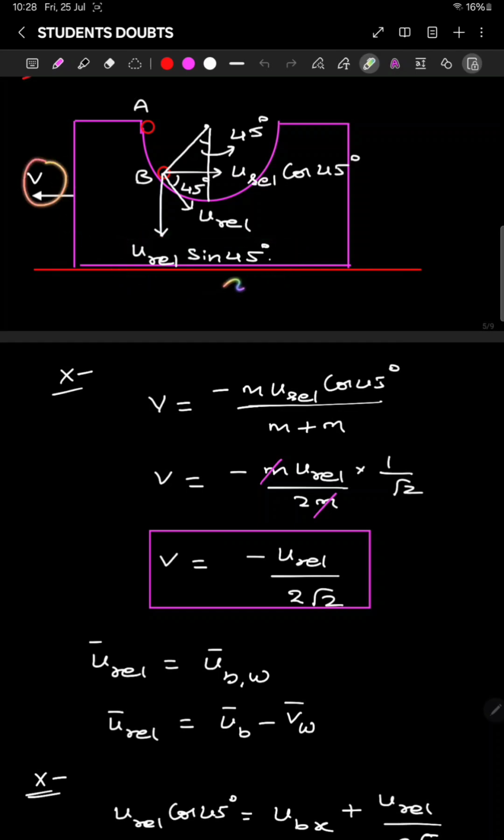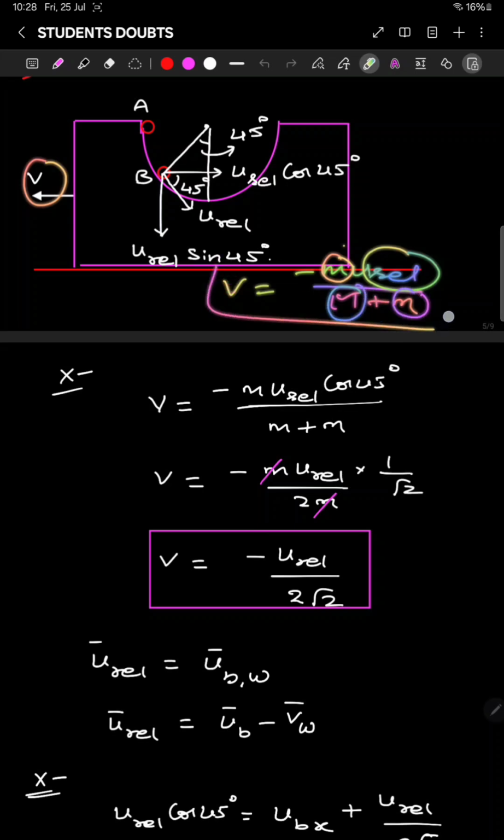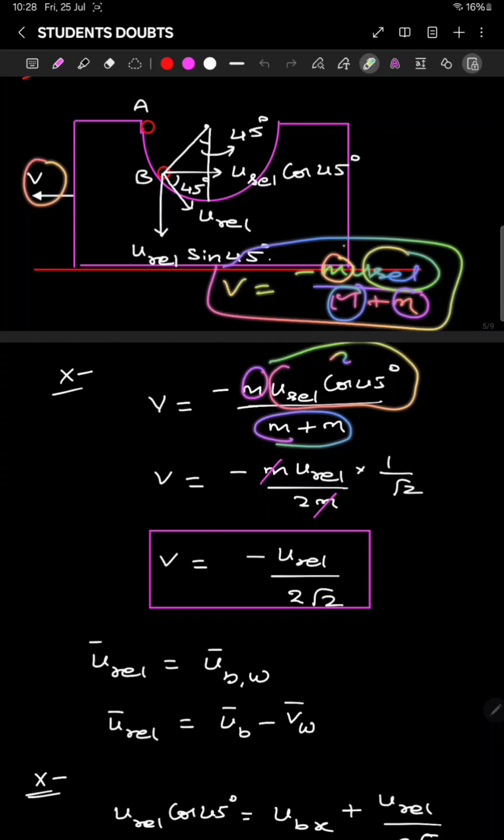So the velocity of the wedge, formula: V equal to minus m u relative by M plus m, where m is the mass of the body which is sliding, u relative is the relative velocity with respect to the wedge, and capital M is the mass of the wedge. Use this formula here. Here the mass of the block is m only. Relative velocity along x-axis is u relative cos 45. Both have the same mass, so m plus m. With this velocity, the wedge will slip back when the ball reaches B.